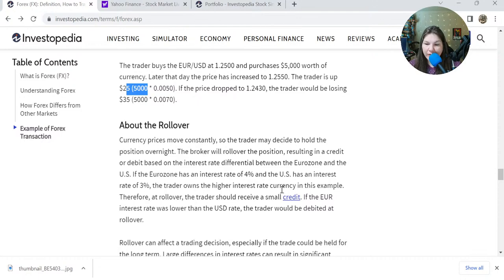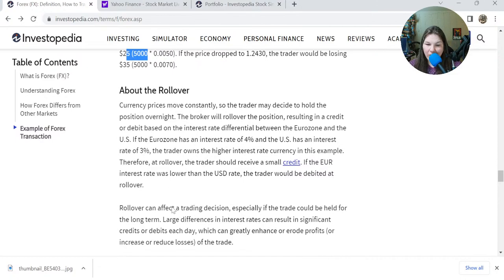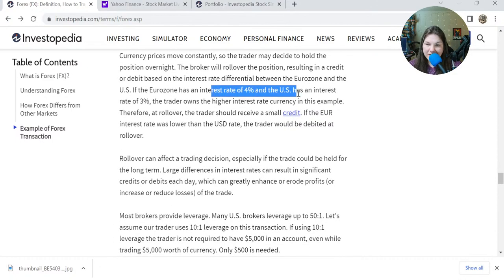the trader owns the higher interest rate currency in this example. Therefore, at rollover, the trader should receive a small credit. If the Euro interest rate was lower than the USD rate, the trader would be debited at rollover. So if they have interest, you've got to pay for it. Makes sense.